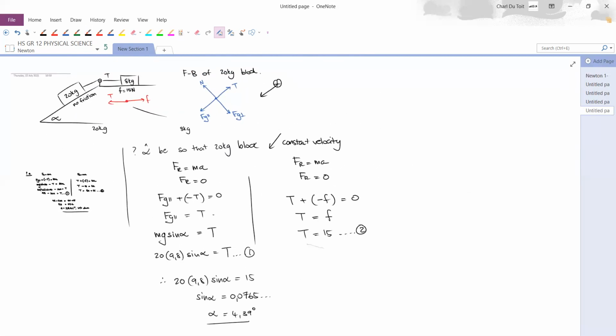So what I was trying to show you is that it doesn't matter what they give you. The method of how you solve these things is all the same. You set up the equations, you solve it simultaneously.